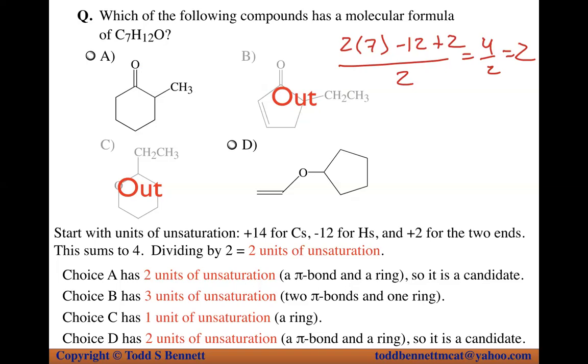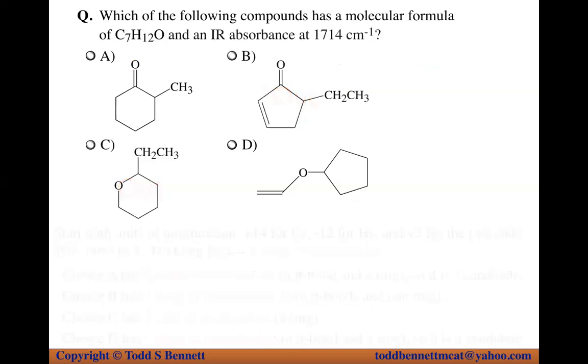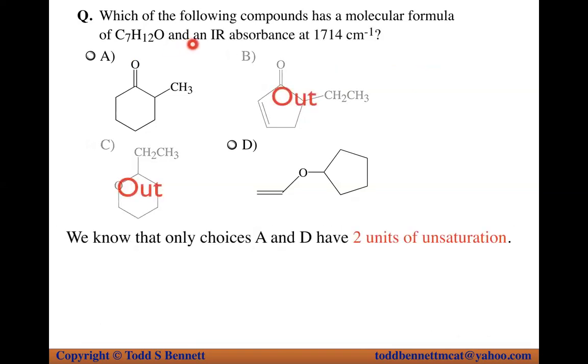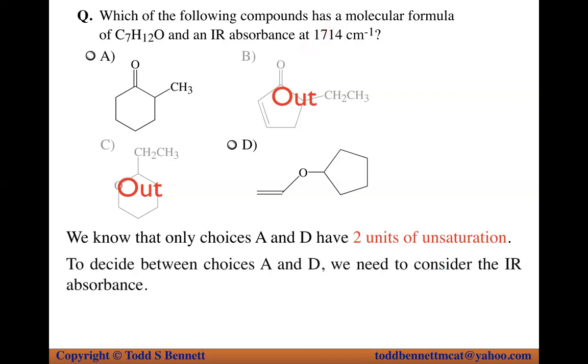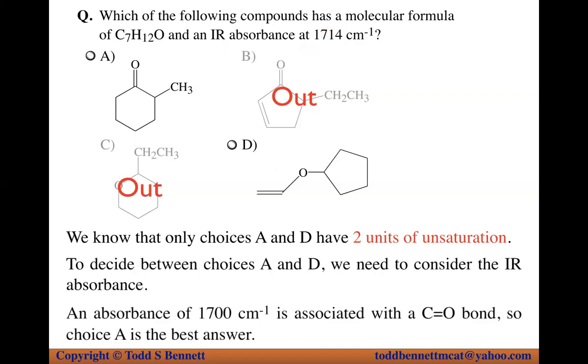So I keep on referencing IR because you did this in general chemistry, at least some of you in theory did it. And if you remember, there are certain telltale features. So this functional group is telltale. So this question would have to appear like this instead. Same question as before, but now some IR absorbance. So now we're at the same point. Only these two have 2 units of unsaturation. 1714 is known as a C double bond O. So knowing that means A is your best answer.